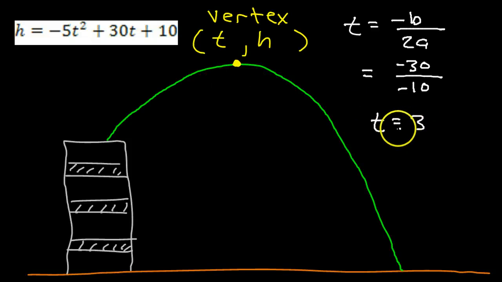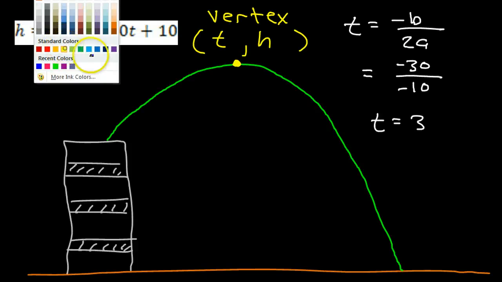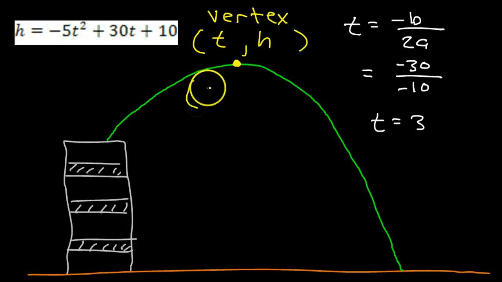So that tells us the x coordinate of the vertex. So we switch back to yellow. This vertex is going to be 3 comma something. And this is meters. Alright, 3 meters. I mean, no, t is time, so 3 seconds. Silly me, silly me.